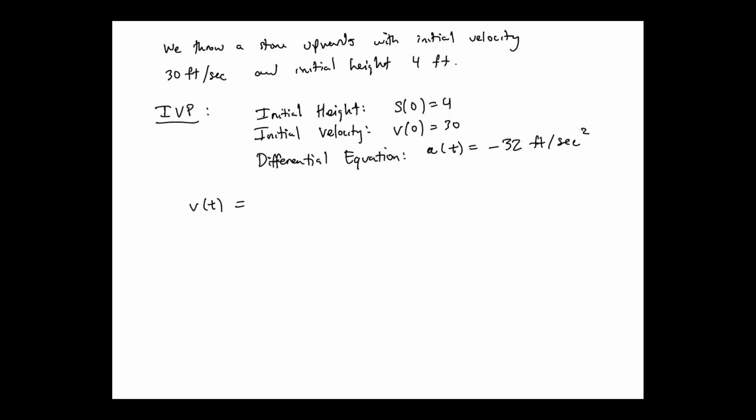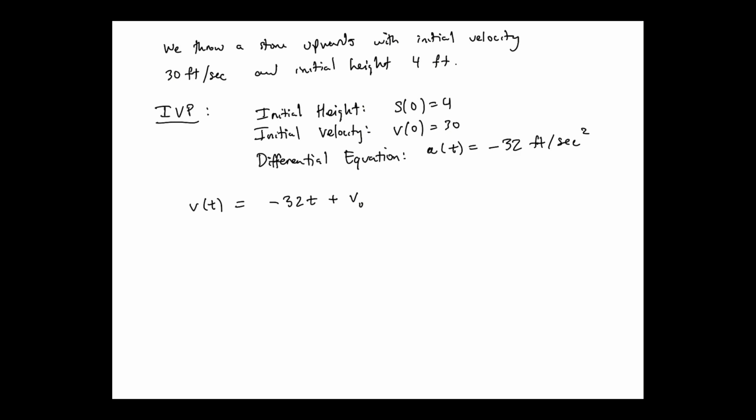an antiderivative of the acceleration. Well, what is the acceleration? It's a constant. So what functions have a constant as their derivative? Linear functions. And so the velocity would be negative 32t plus some unknown constant, and I'm going to call this unknown constant v naught, v sub 0.